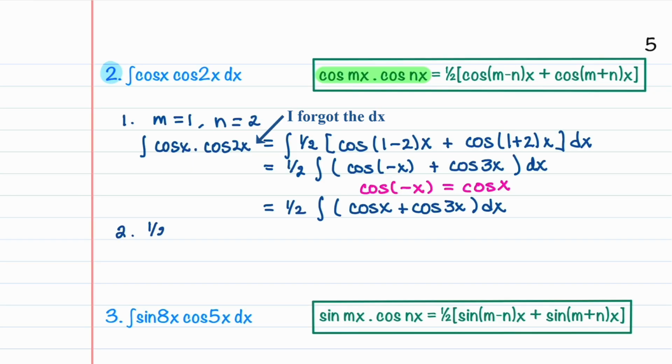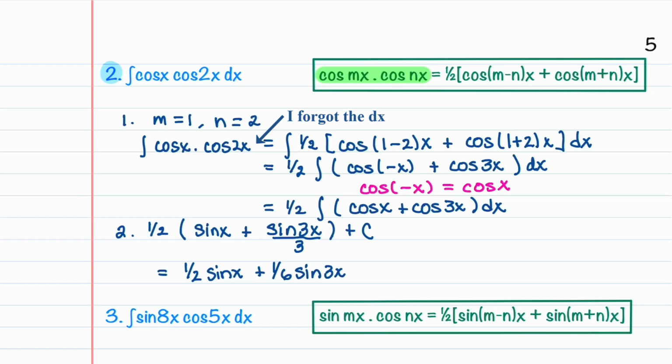Our 1/2 comes along for the ride. The integral of cosine x is sine x. And then the integral of cosine 3x is sine 3x. But let's be careful, we have to divide by 3. And then we add on plus c. If we multiply the 1/2 through, we have 1/2 sine x plus 1/6 sine 3x plus our arbitrary constant. And there's our answer.